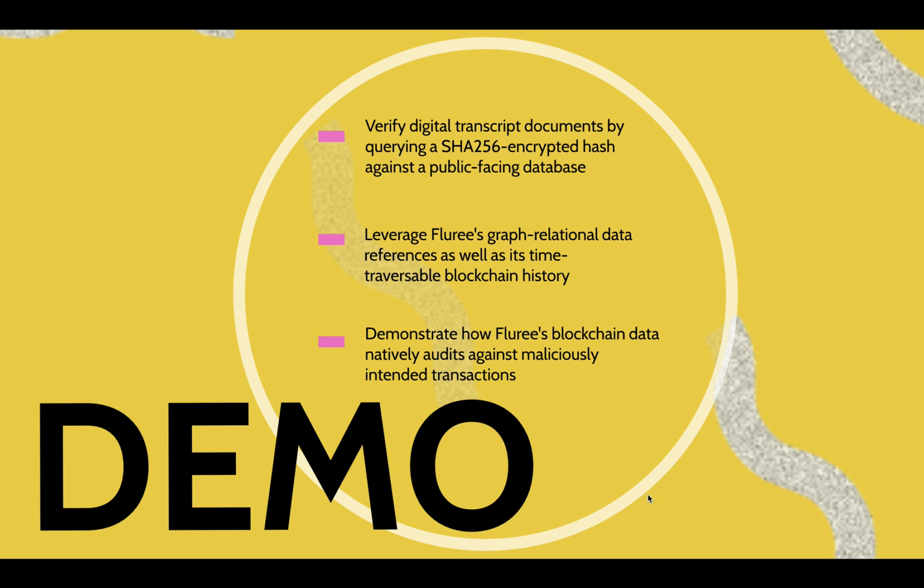We'll look a little bit more at what that looks like in the app. The second thing we're going to do is show off how we can leverage Fluree's graph relational data references, and the way that you would use and reference a normal graph DB. But we're going to do so with some more interesting things because of being backed by blockchain.